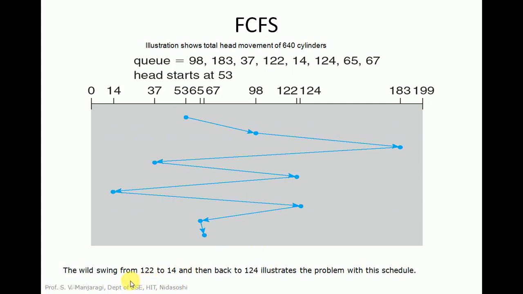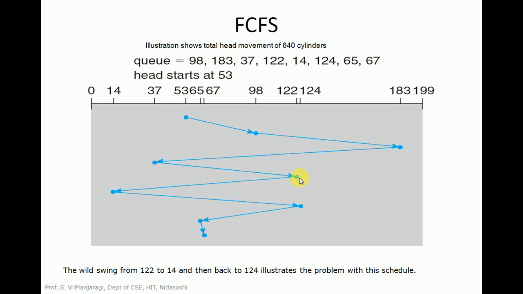So we can see there is a very big swing, called a wild swing, from 122 to 14. The head was at 122 and it was moving up to 14. This is called a wide swing and there will be more delay in this case. And after serving 14, it is returning back to 124. So this itself illustrates the problem with this particular scheduling algorithm.